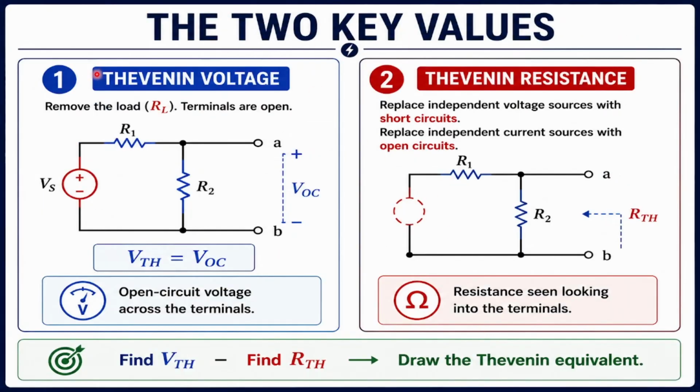There are two key values, which is Thevenin voltage and Thevenin resistance. Like I earlier on said, Thevenin voltage is just the open circuit voltage, and Thevenin resistance is the equivalent resistance of the circuit after all independent sources have been removed.